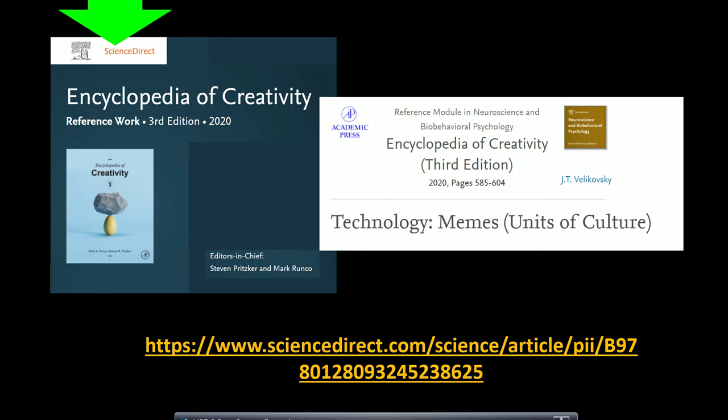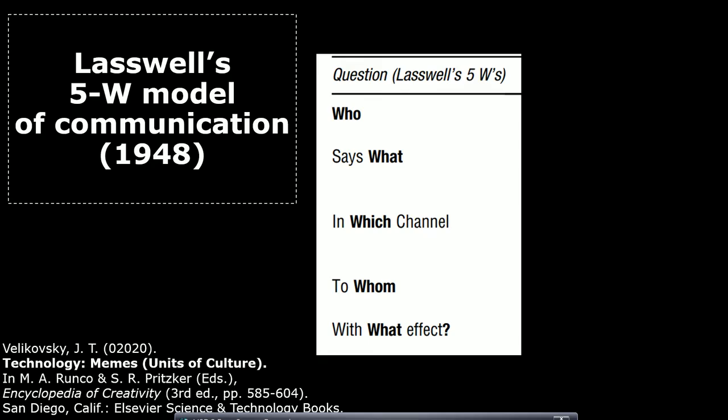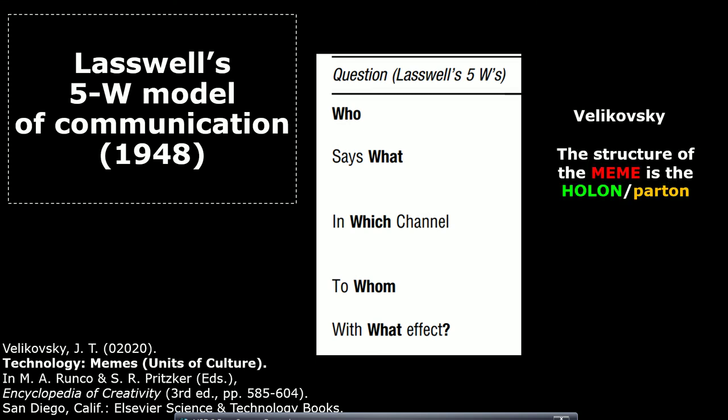I like Laswell's 5W model of communication. I also like Claude Shannon's model, of course. In terms of this presentation, the who is me. I'm suggesting the structure of the meme, the unit of culture, is the HOLON-parton, which I'll get to. I guess it's on a YouTube channel and audio, video, PowerPoints. Hopefully to you, the audience, whoever's listening, and who knows what effect this may have. Let's see if you like it.